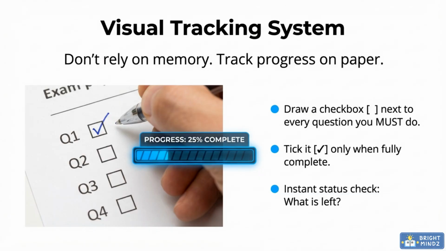Instead of trusting your memory, give your brain a simple visual system. At the start, quickly mark every question you must attempt with a small checkbox in the margin. As you truly finish a question, tick that box. Don't tick it for half answers. Now, whenever you glance at the paper, you instantly see what's done and what's left. This reduces panic, prevents missed compulsory questions, and makes your final 10-minute check much faster.